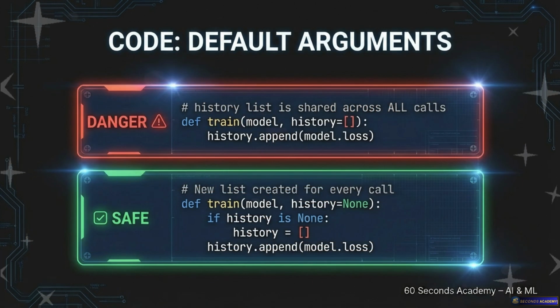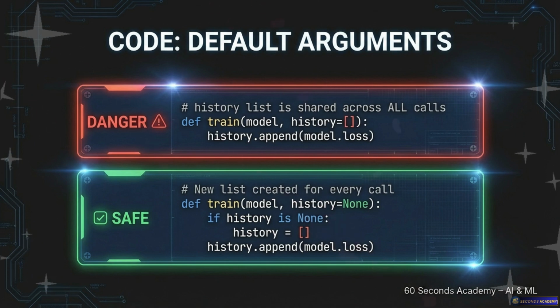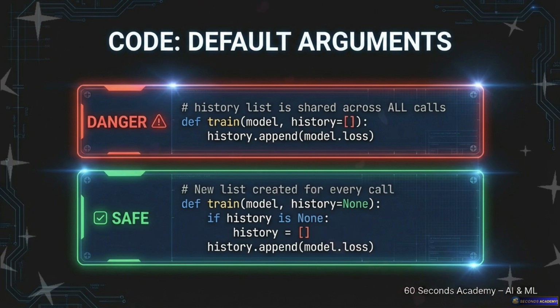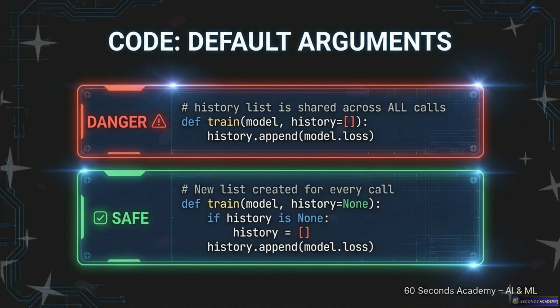So it's a zombie list. It lives across function calls. It is. If I call train model 1, it appends the loss to that list. If I call train model 2 later, it appends its loss to the same list. Suddenly, model 2 thinks it has model 1's history. That is nasty. Yeah. So history just keeps growing and growing forever. Until you restart the kernel.